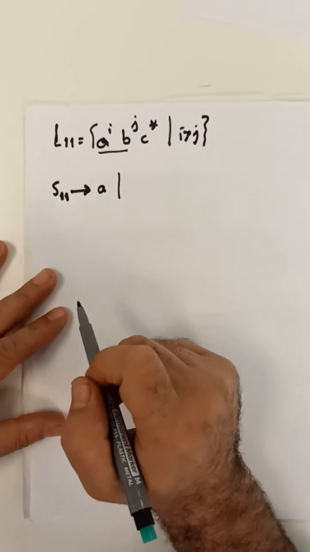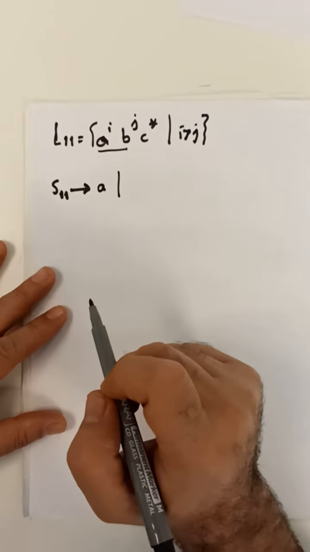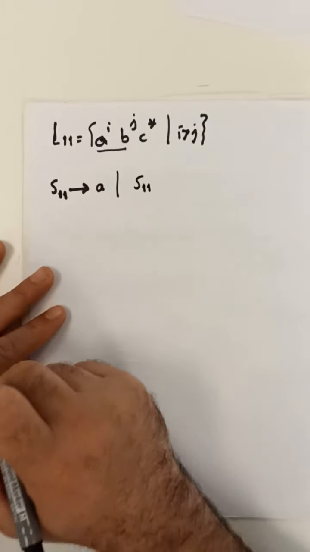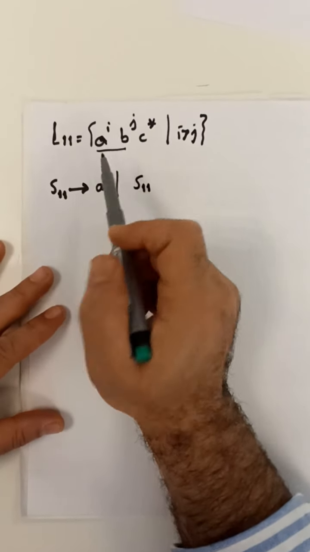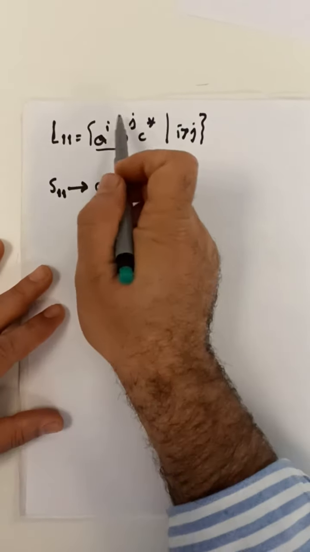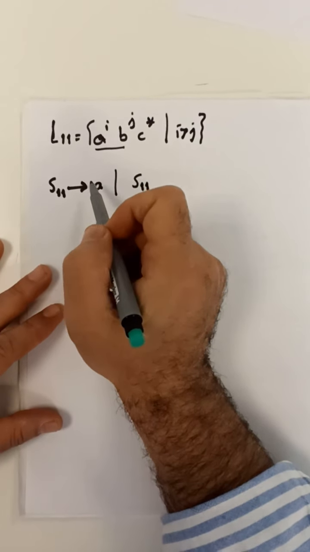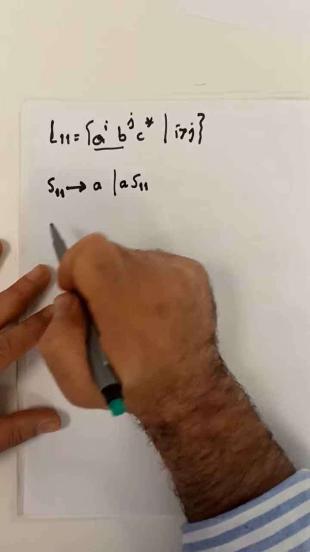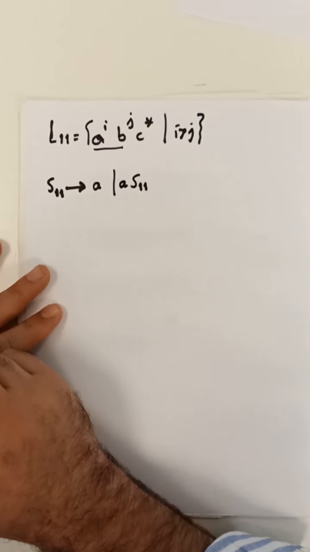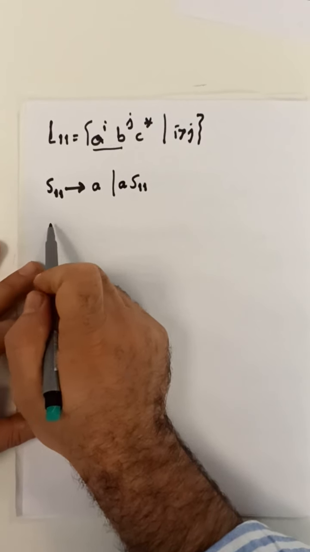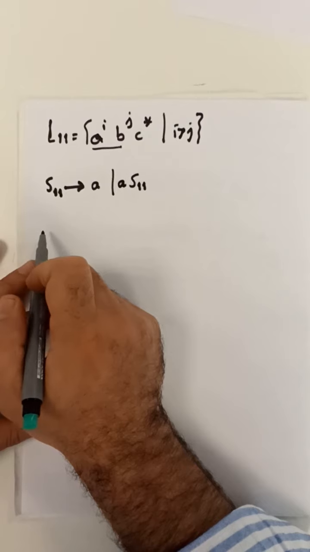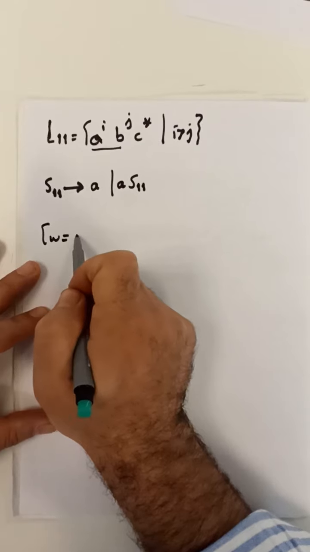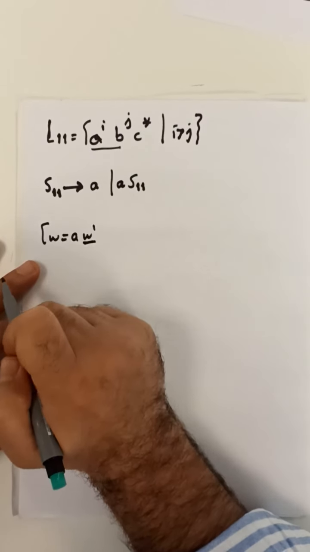To be able to apply the inductive component of our inductive design, assuming that S11 is already capable of generating strings of this form, how can we extend it of this form, A to the I, B to the J, such that I is greater than J? One way to generate such strings is to add yet another A. Okay, so remember that. So for instance, if I want to concentrate on A to the I, B to the J such that I is greater than J, I will have a string W that starts with A and the rest of the string is W prime.